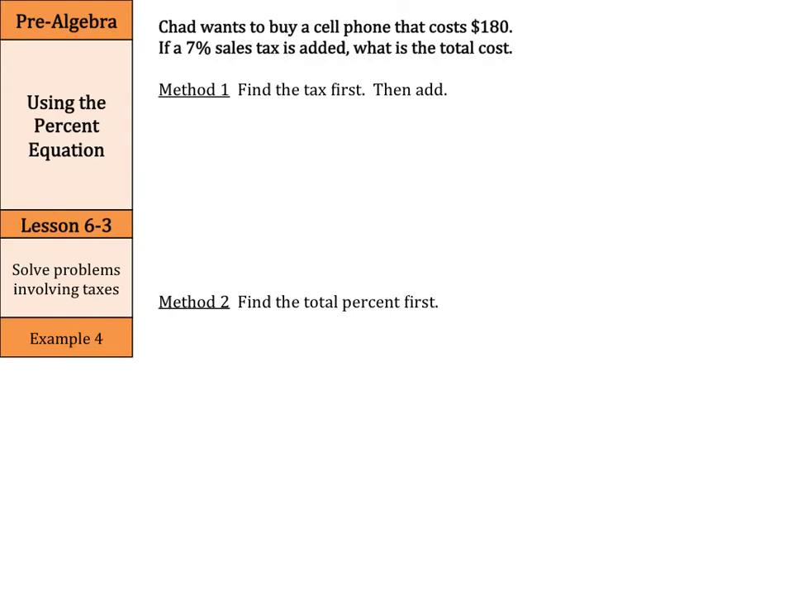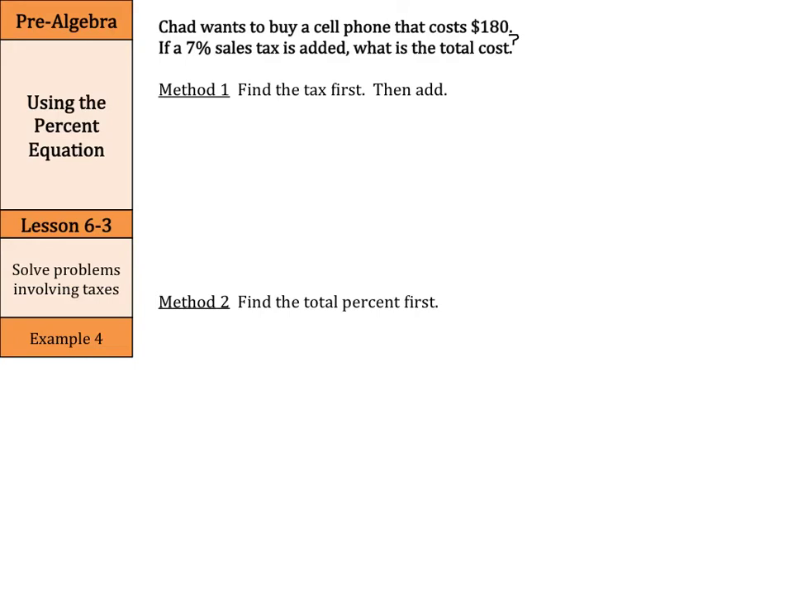Chad wants to buy a cell phone that costs $180. If 7% sales tax is added, what is the total cost? Let's add a question mark there. Now there are two methods for solving this question. First, we can find the tax and then add it, or we can find the total percentage first.